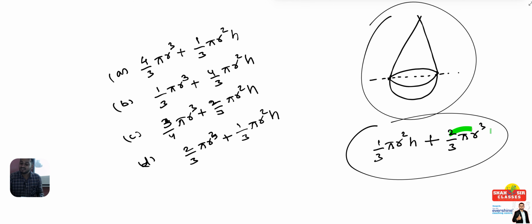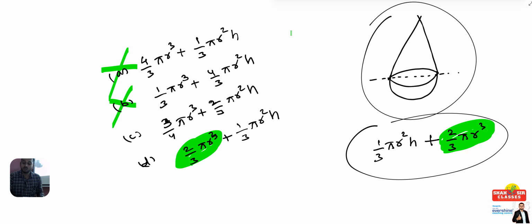See, sir, 2 by 3 pi r cube. Correct, no? Option A is delete, there is no 2 by 3. Option B is delete, no 2 by 3. Option C, okay, 2 by 3, something is expected. 2 by 3 is there, but there is r square h. So option C is also wrong. Correct answer is option B.